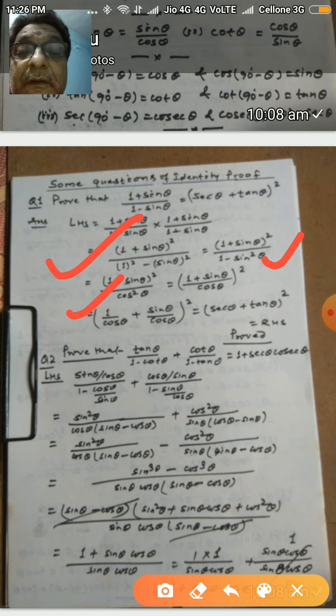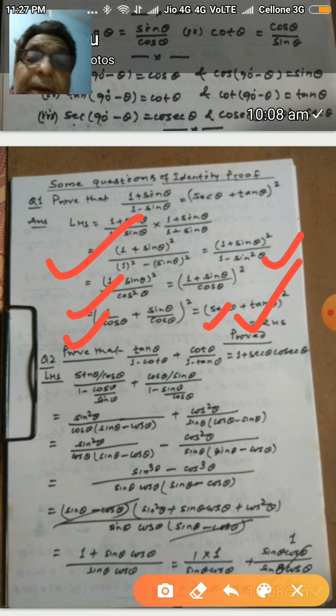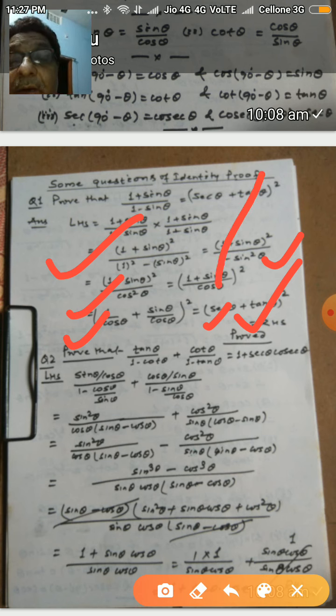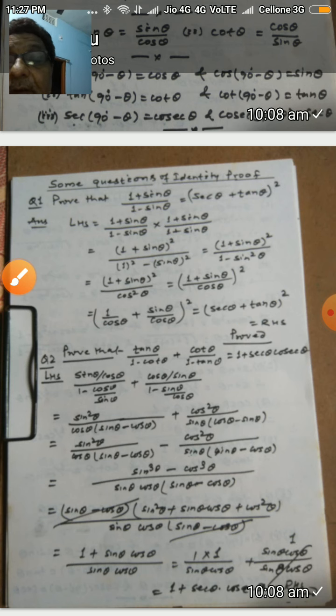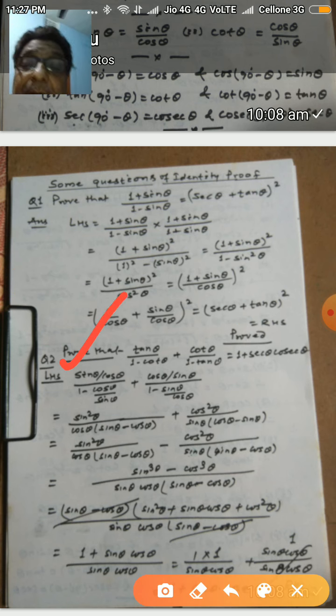Now writing all these in square form inside the bracket, I have written 1 plus sin theta by cos theta whole square, and then separating, since cos theta divides both, 1 by cos theta plus sin theta by cos theta whole square. Now 1 by cos theta is sec theta and sin theta by cos theta is tan theta. So it is sec theta plus tan theta whole square, and we get the RHS, hence it is proved.